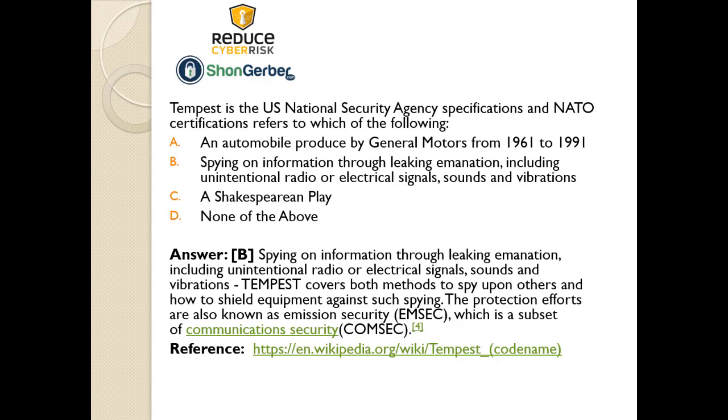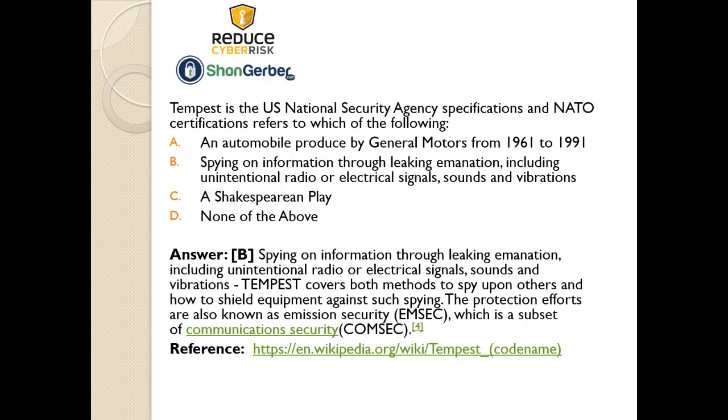Okay, question 2. Tempest is the U.S. National Security Agency specification and NATO certifications refer to which of the following? A, an automobile produced by General Motors from 1961 to 1991. Yeah, that's a Tempest. B, spying on information through leaking emanation, including unintentional radio or electrical signals, sounds, and vibrations. Okay, that's a long mouthful of words, but yes. C, a Shakespearean play, or D, none of the above.